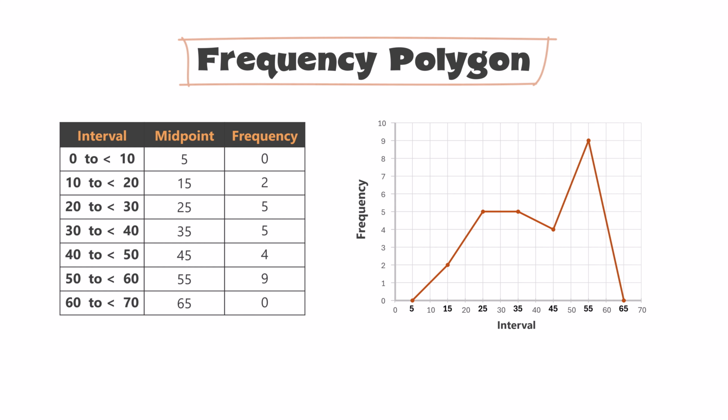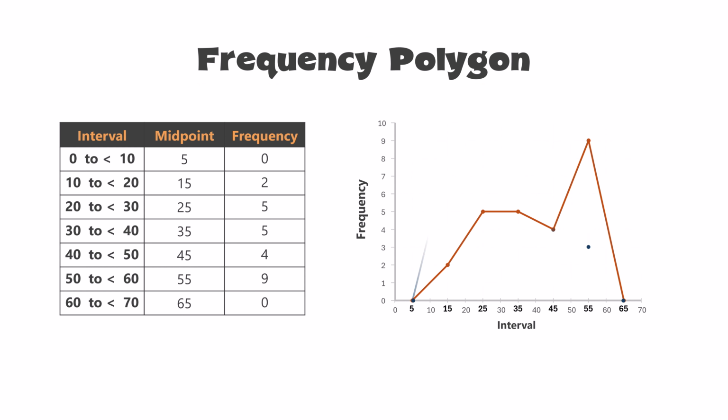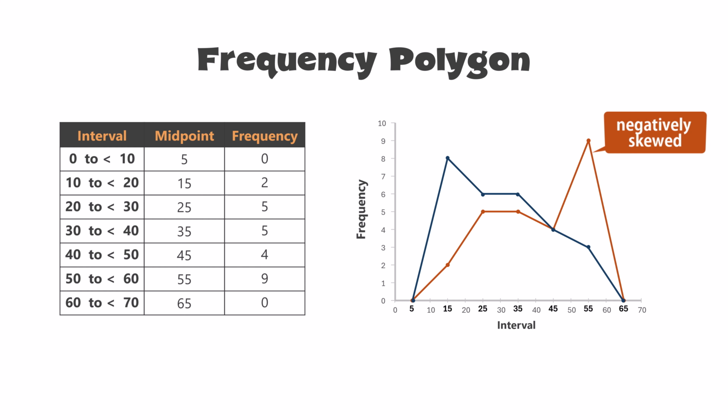We can also overlay the frequency polygon of another distribution on the same graph, as long as it shares the same class intervals. This is one of the key advantages of frequency polygons over histograms. They make it easier to compare multiple distributions since the lines don't overlap like the bars in histograms do. We can easily see that the initial polygon is negatively skewed, while the second one is positively skewed.